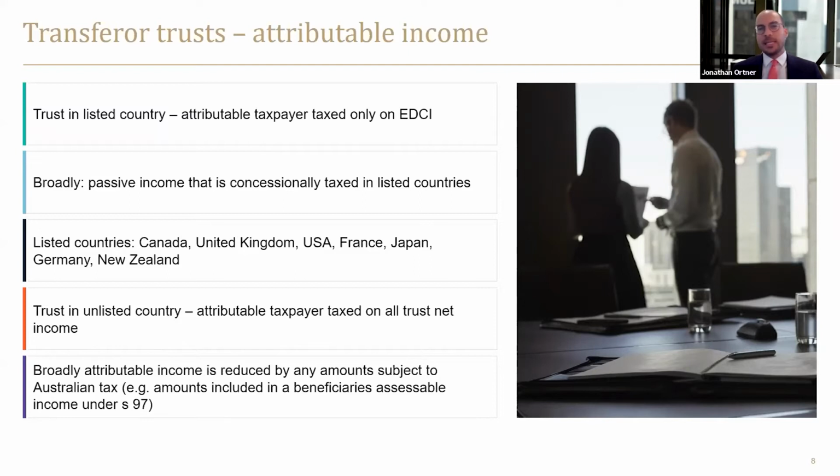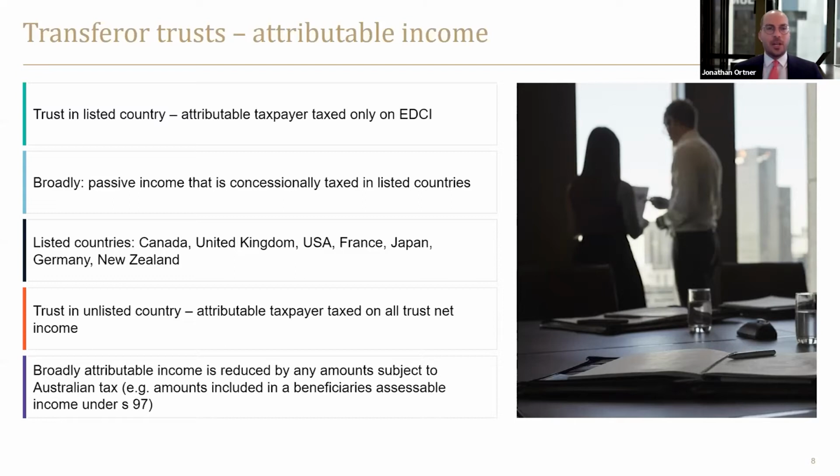So that if it's a listed country trust estate, then broadly its only attributable income will be what's called EDCI, or eligible designated concession income, which has not been subject to tax at normal rates in a listed country. So if you take New Zealand as an example, capital gains aren't taxed there, and so would come within the definition of EDCI. So if you had a trust that had capital gains from New Zealand and interest, the capital gain would be included in the attributable income, but the interest would be ignored.